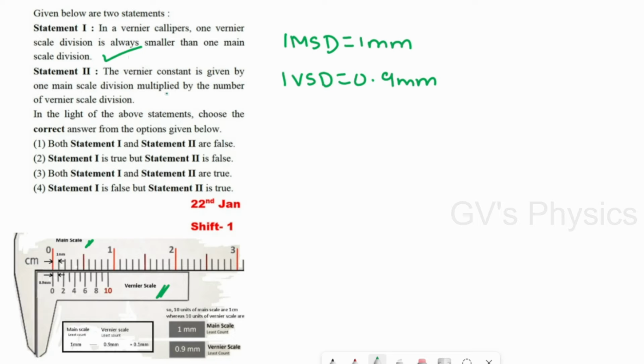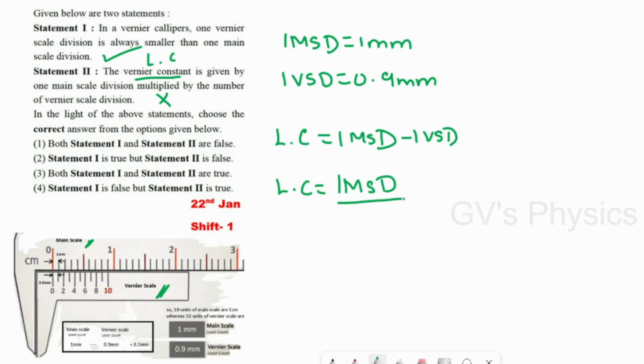Then we'll go for the second statement: the vernier constant. Vernier constant means the least count. The statement says least count is given by one main scale division multiplied by the number of vernier scale divisions. It's an incorrect statement, because to find the least count we have two formulas. The first formula is 1 MSD minus 1 VSD, and the second is least count equals 1 MSD, that is main scale division, divided by the number of vernier scale divisions, which is capital N. Here they have given it as multiplied by, so it's an incorrect statement. So we can check the options. Statement 1 is true, statement 2 is false, so option 2 is the right answer.